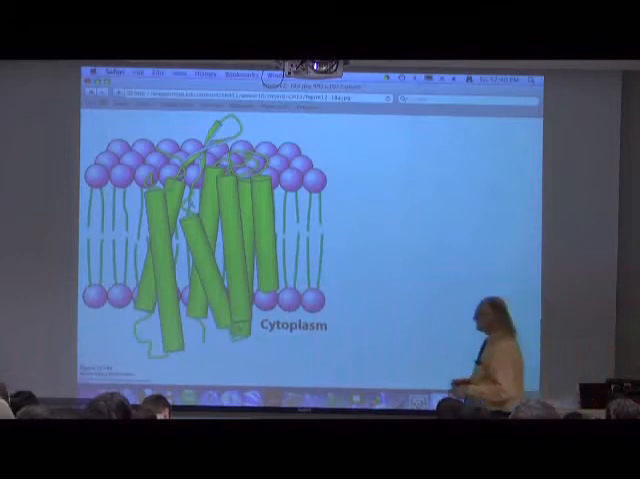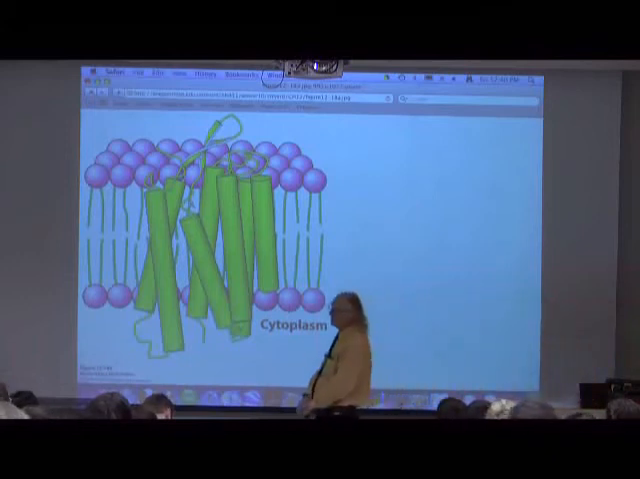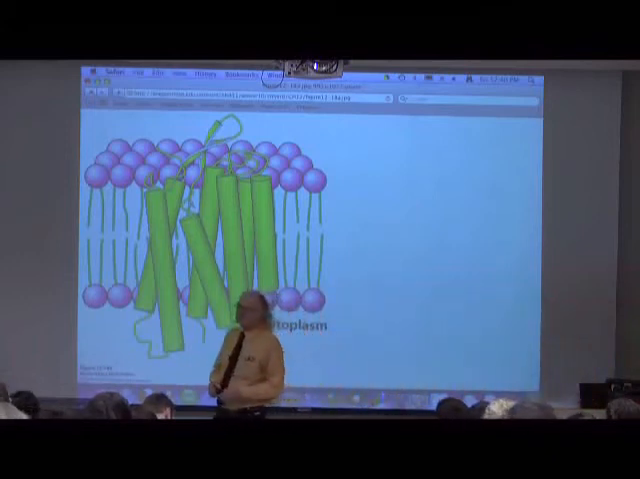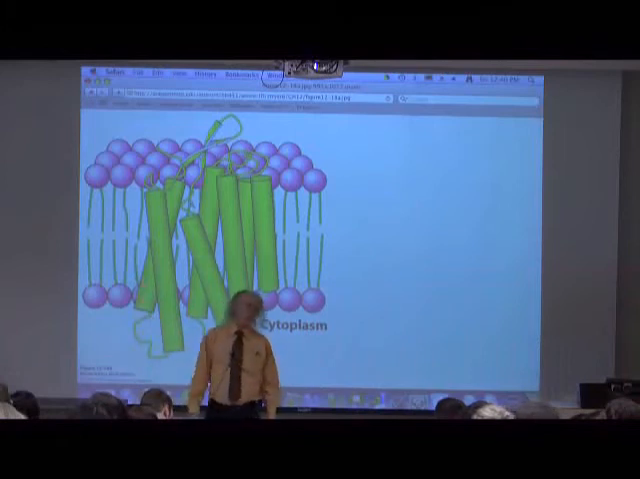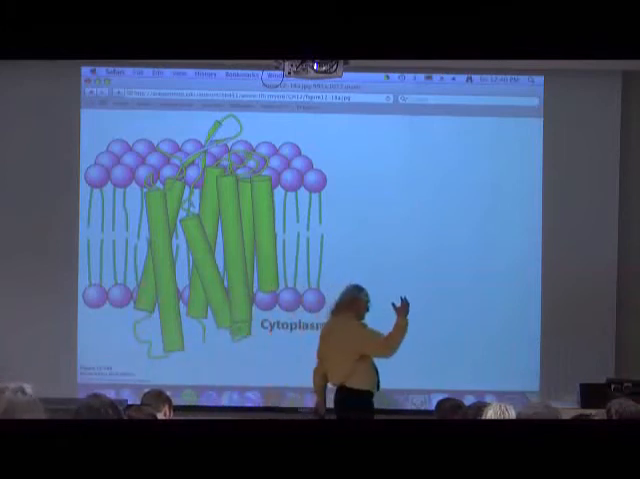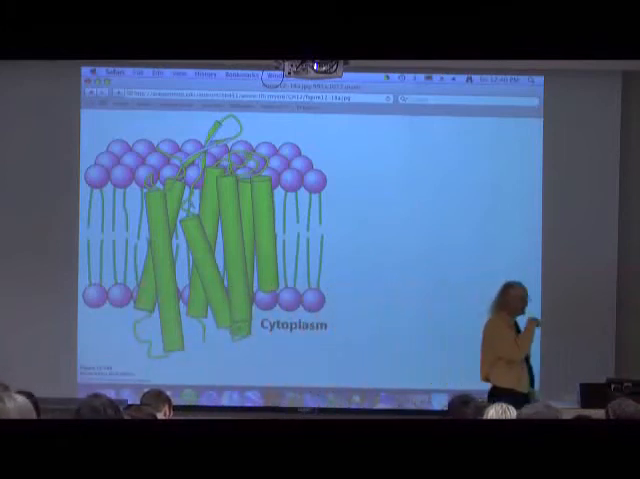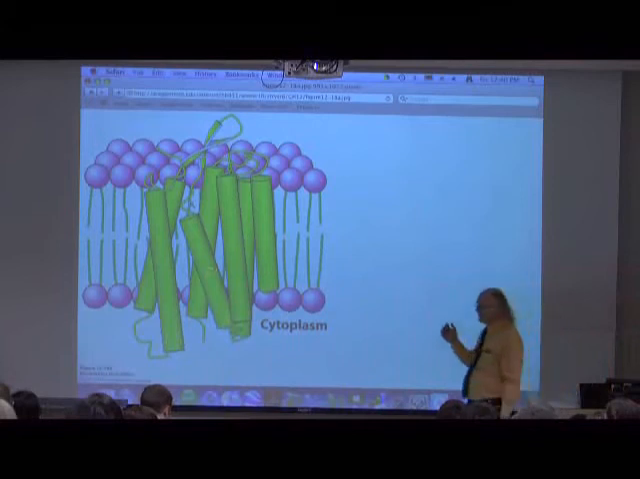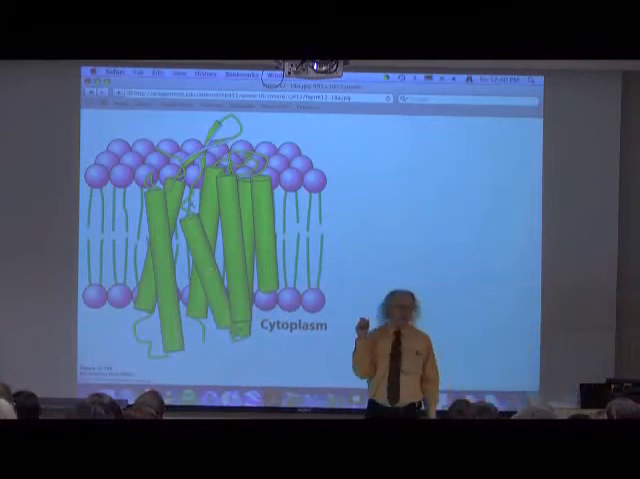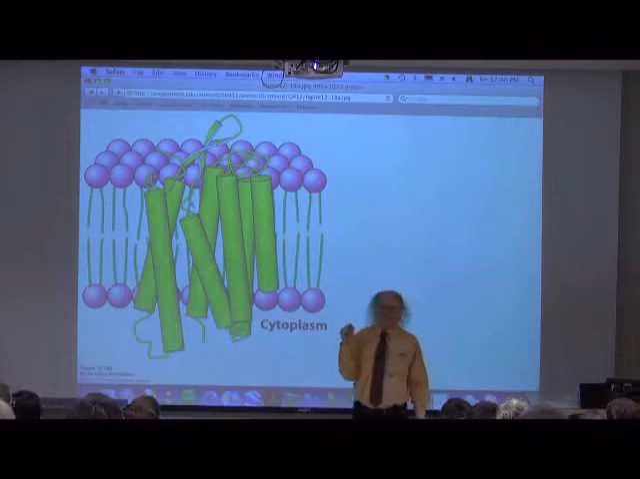This protein is a fascinating bacterial protein called Bacterial Rhodopsin. How many people have ever heard of Bacterial Rhodopsin? Okay, a little bit. So Bacterial Rhodopsin is a protein that resides in the membrane of bacteria. It is an integral bacterial protein, and it is a protein that is active in the light. Okay? Active in the light.